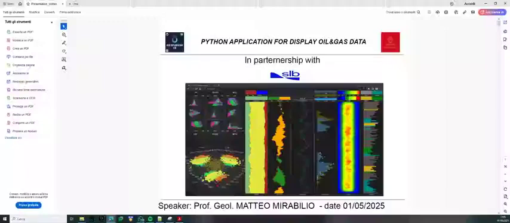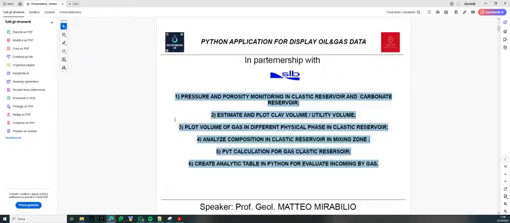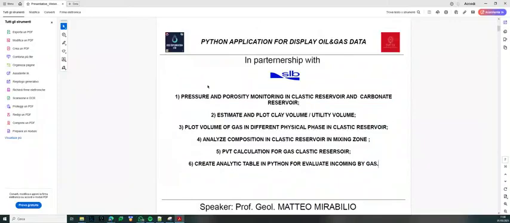Today we are talking about the Python application for oil and gas data to display and make analysis. Nice to meet you. My name is Matteo, and this appointment is a partnership with the Schlumberger Academy.